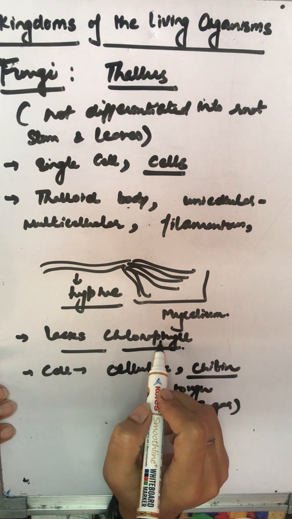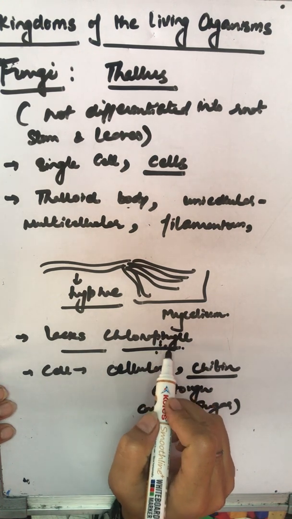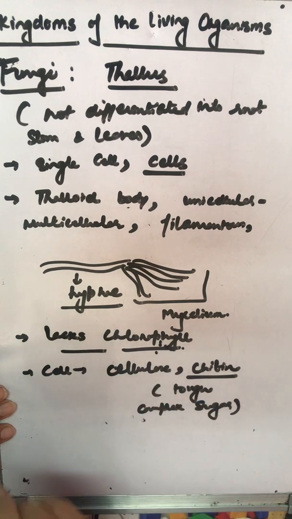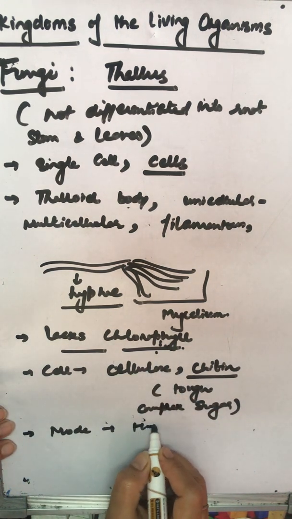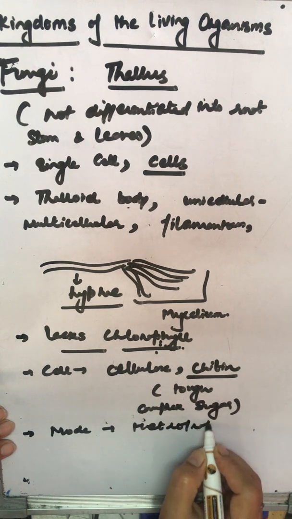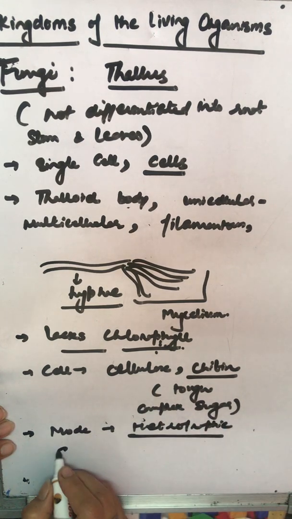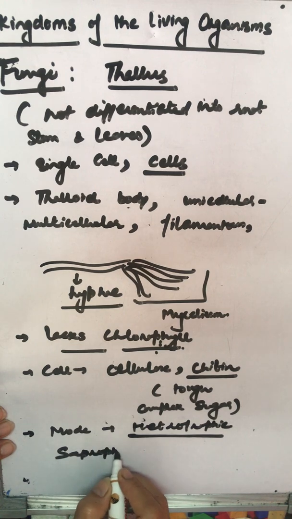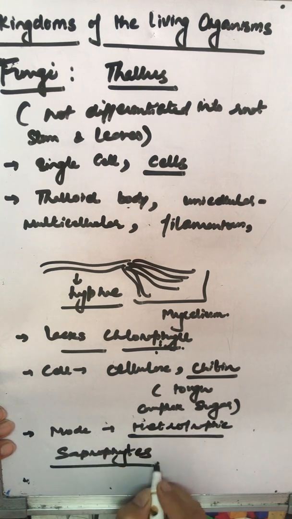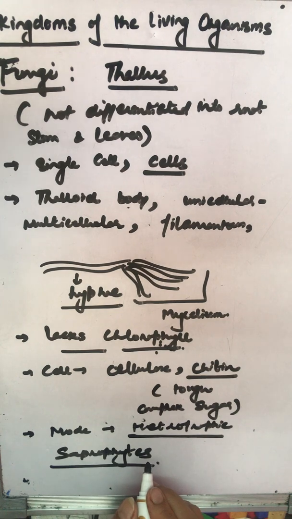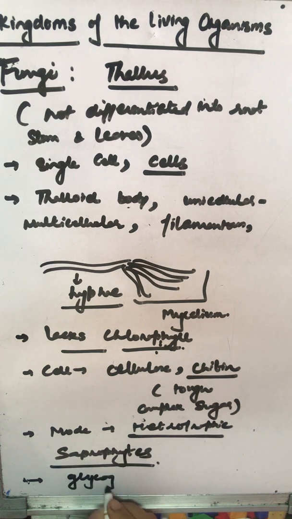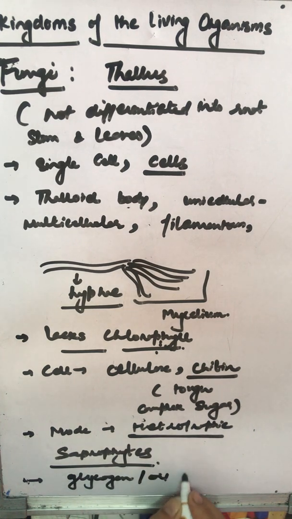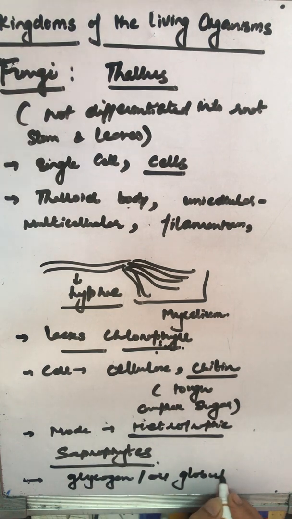What is their mode of nutrition? They are heterotrophic and obtain their food from dead and decaying organic matter. So their mode of nutrition is heterotrophic. So we call them saprophytes, as they obtain their nutrition from dead and decaying organic matter. And how do they store their food? Their reserve food material is stored in the form of glycogen or oil globules.